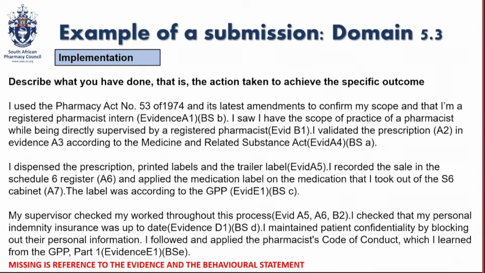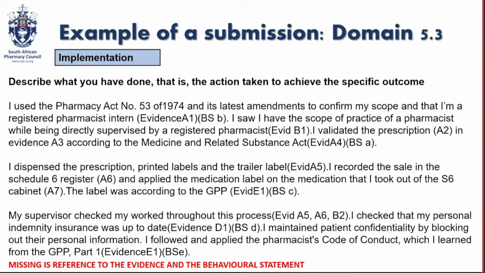They've written that they've done this in the past tense. I recorded the sale in the Schedule 6 register and applied the medication label on the medication that I took out of the Schedule 6 cabinet. The label was according to the good pharmacy practice. My supervisor checked my work throughout this process and they provide the evidence. I checked that my personal indemnity insurance was up to date. I maintained confidentiality by blocking out their personal information. I followed and applied the pharmacist code of conduct, which I learned from the GPP part 1.